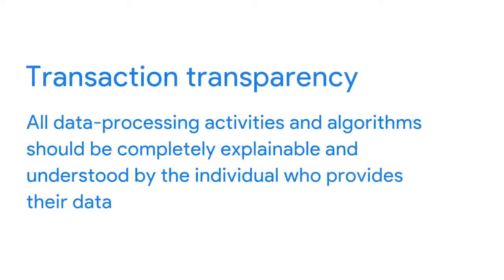Next, we have transaction transparency, which is the idea that all data processing activities and algorithms should be completely explainable and understood by the individual who provides their data. This is in response to concerns over data bias, which we discussed earlier is a type of error that systematically skews results in a certain direction.